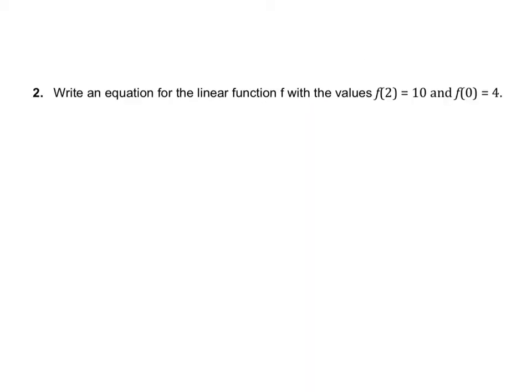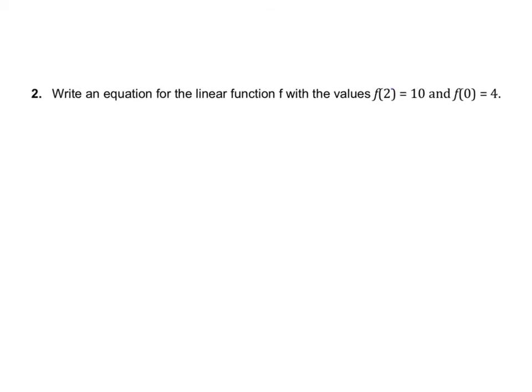All right, let's do another one. Write an equation for the linear function f with the values f of 2 is equal to 10 and f of 0 is equal to 4. Again, if it's f of x, so our x is equal to 2. So in this case right here, this is going to be 2, and the f of 2 is equal to 10, so our y value is equal to 10. And the f of 0, or the f of x is 0, is going to be equal to 4. So there's our x's and our y's. Our x1, y1, x2, y2.